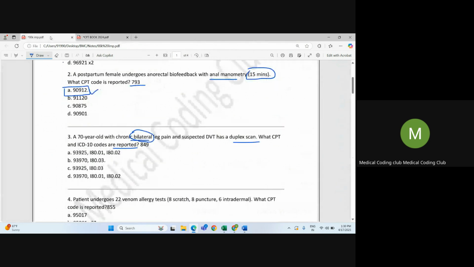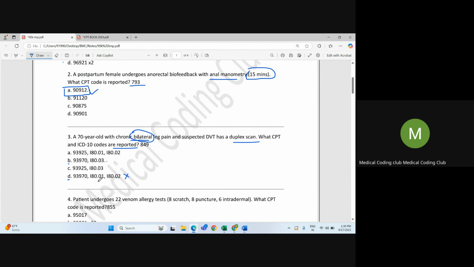93970. Okay. So now coming back to 93970, option B has 93970 and option D also has 93970. But in the ICDs we can see option B includes I80.03 and option D includes I80.01 and I80.02. So this is wrong. Okay, why? Because I80.01 is for the right leg and I80.02 is for the left leg. Okay, but the pain is the same.